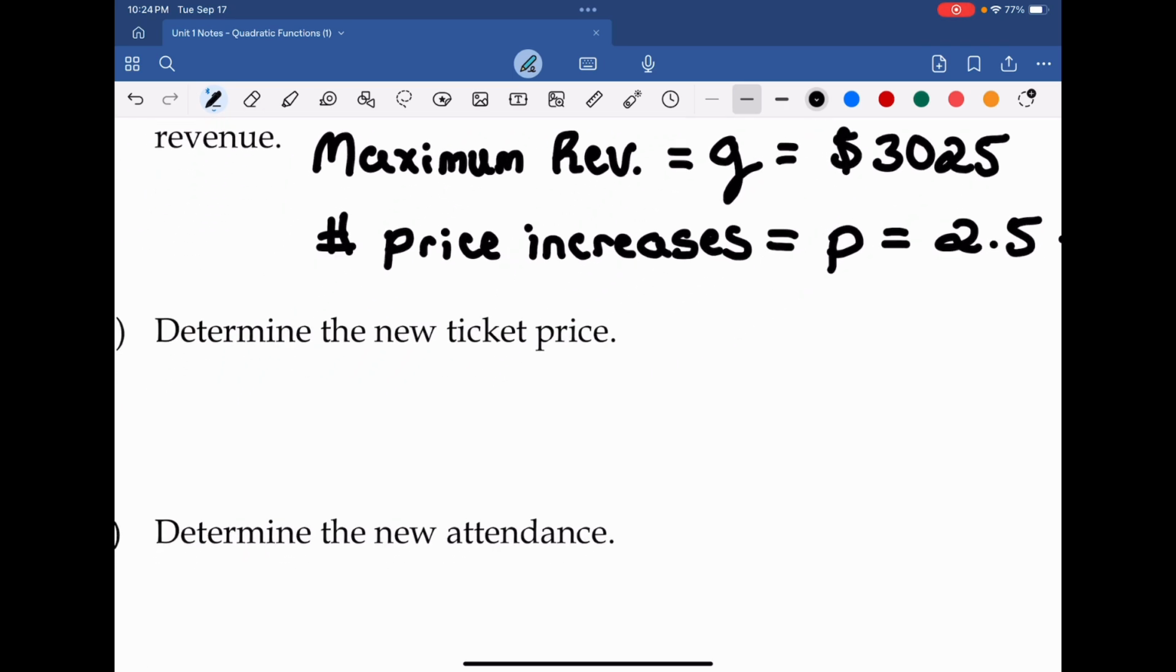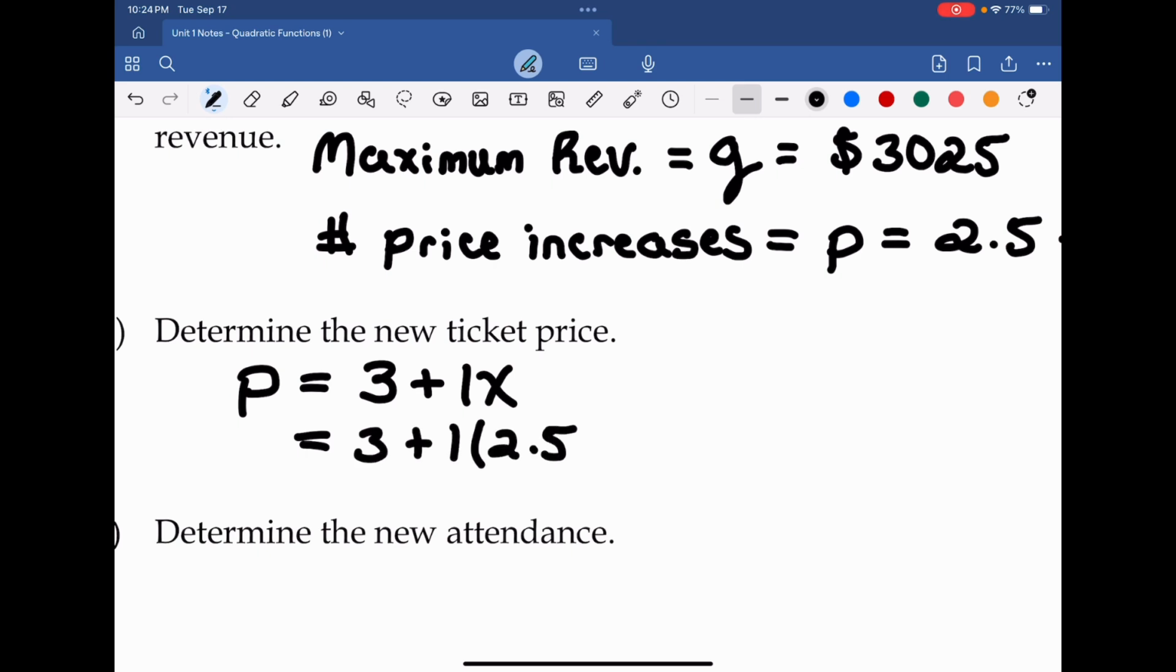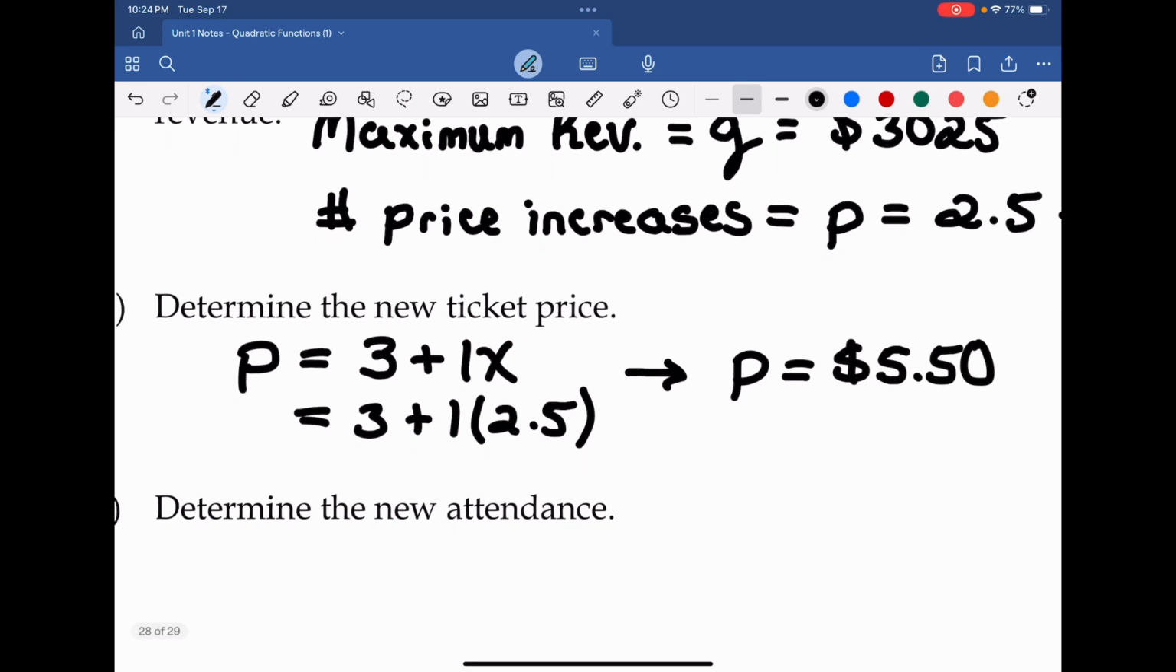Okay, the price, let's pull this statement from our first part here where we set up the equations. Price was equal to $3 plus however many dollar increases we make. In this case, that's 3 plus 1 times the 2.5, which will give us a price equal to 3 plus 1 times 2.5. This is the same as saying the price of each ticket is $5.50.